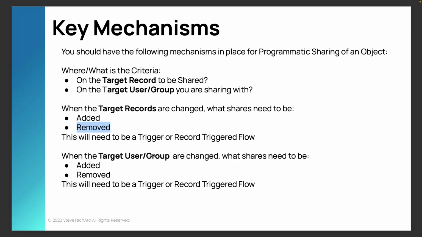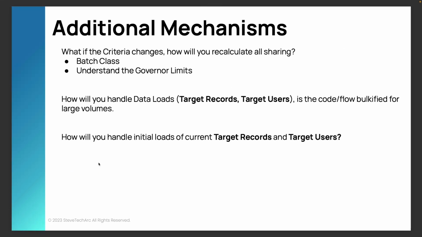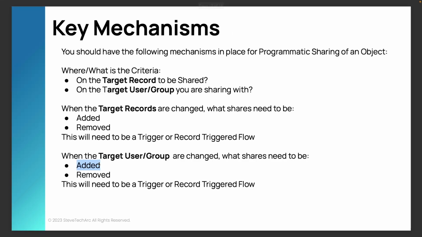Then you need to know if there's new users or groups. Because if a new user is created, what shares do you need to add? If a user changes, like if you're doing a skills-based assignment of shares and some skill changes on the user, you might need to remove. So you need to have a record trigger flow on the target records, and you may need to have a record trigger flow on the user records.